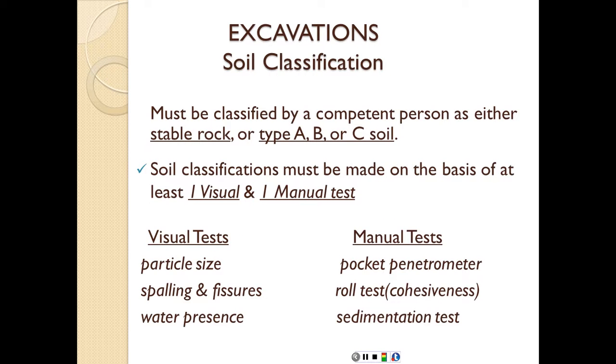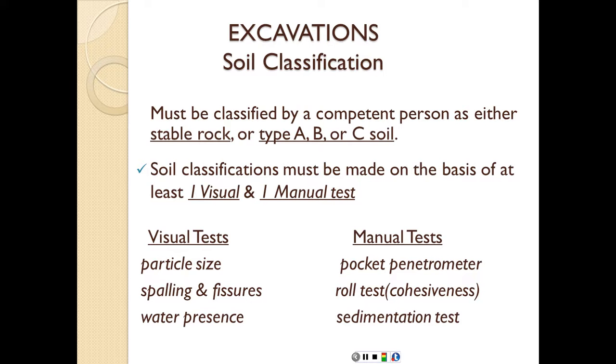So when we talk about the different types of soil A, B, and C, we have either rock, stable rock, which is non-fissured rock, which does not require any lateral support, or if it's not stable rock, then it's going to be either type A, B, or C, and we're going to see what kind of precautions we need to make.